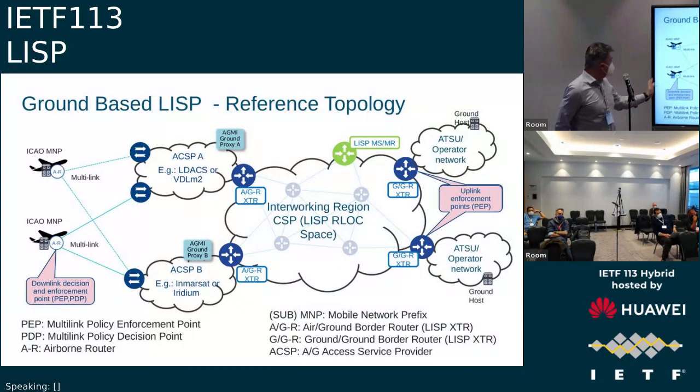On the left side, you see the aircraft segment where we have an IPS system, and we have here a downlink decision and enforcement point, and the aircraft is typically connected via different radio access technologies to multiple so-called air-ground communication service providers. This could be either satellite providers like Inmarsat or Iridium, or terrestrial-based providers like VDL Mode 2, the current existing one, or the LDACS. So these are very domain-specific radio access technologies.